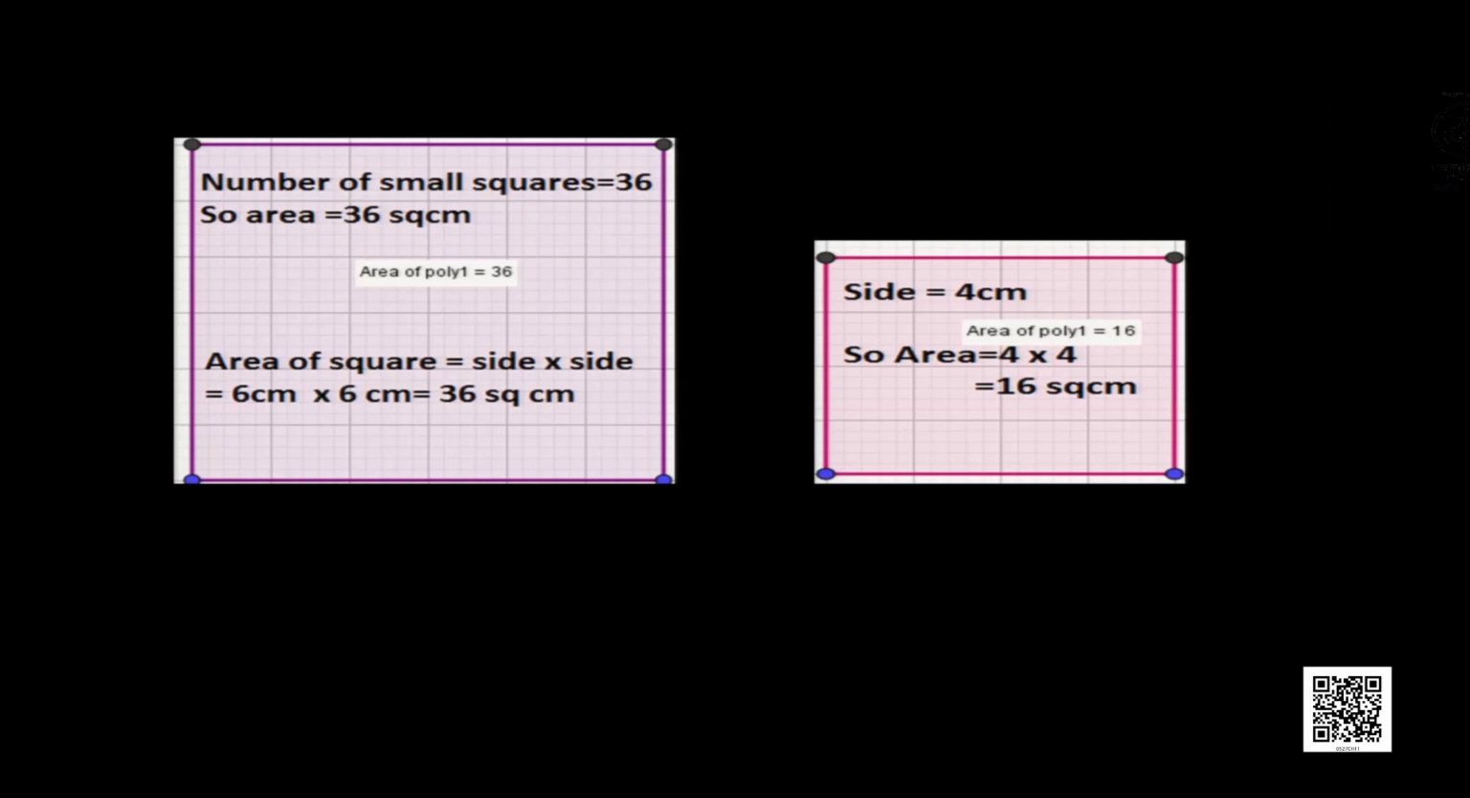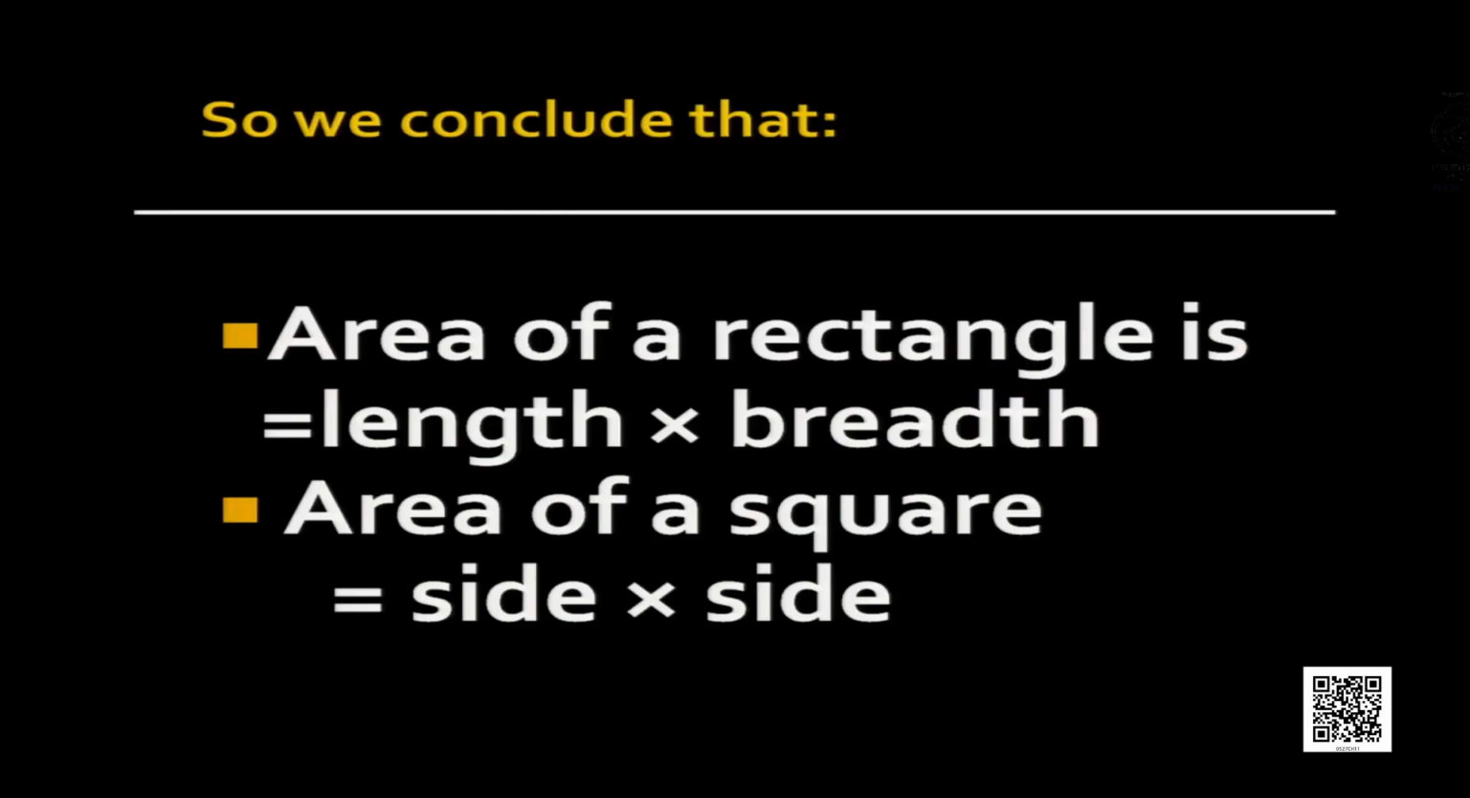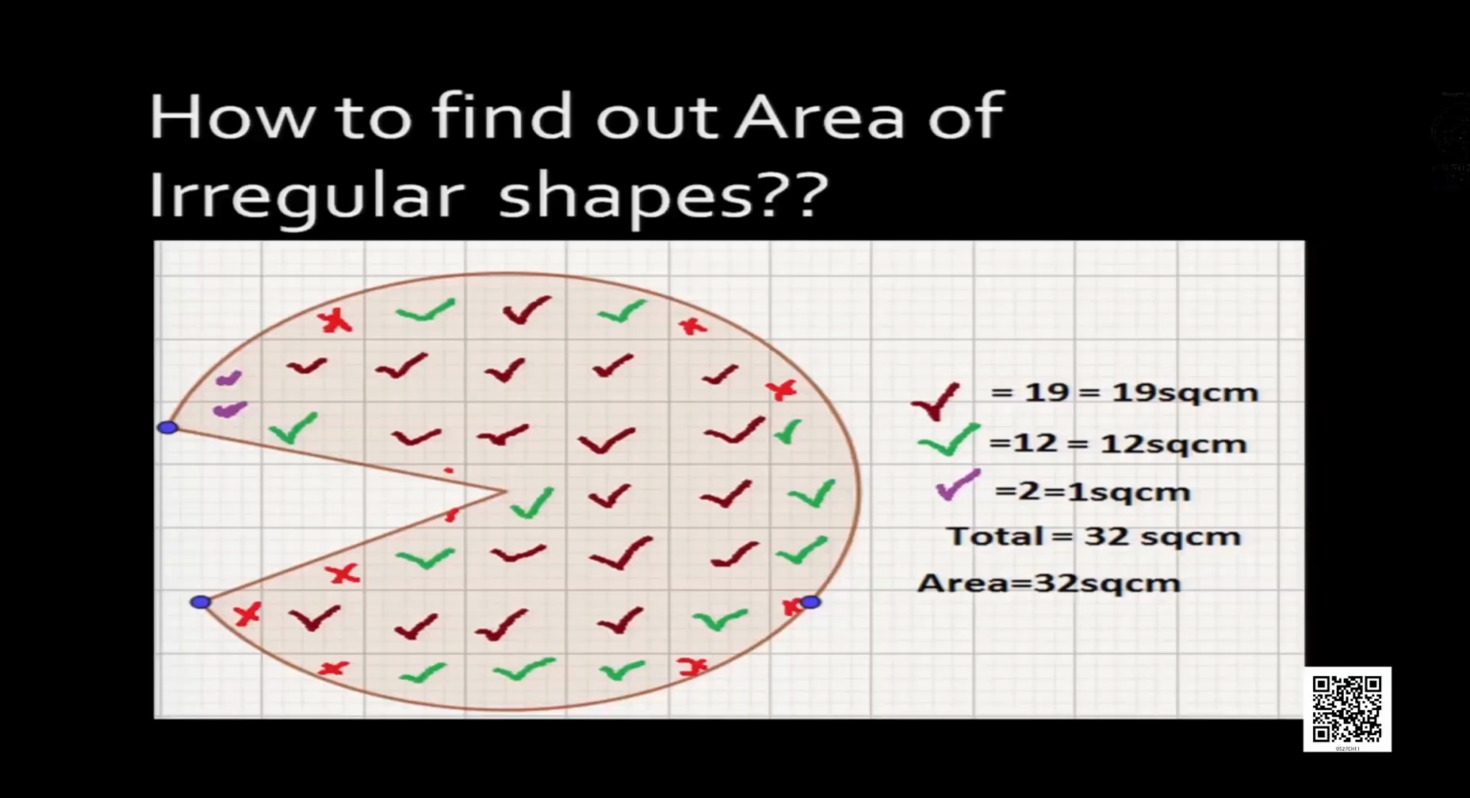If you have observed carefully, we are getting two formulas here, for area of rectangle and area of square. So, area of rectangle is length into breadth. And what is area of square? It is side into side. Okay. Now, how to find out the area of any irregular shape? Irregular shapes means the curve is not made of line segments, rather it is made of any curve.